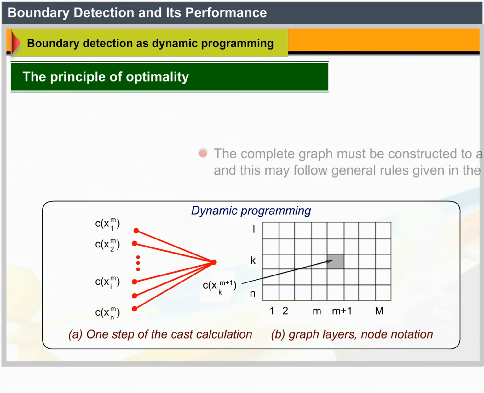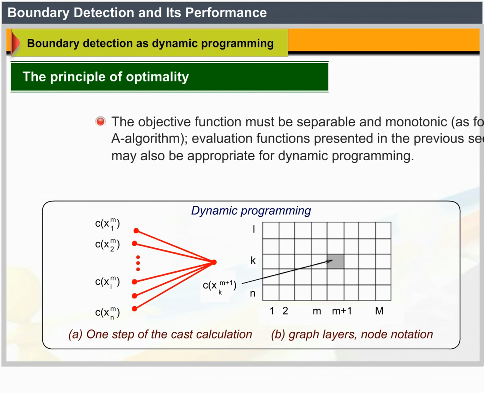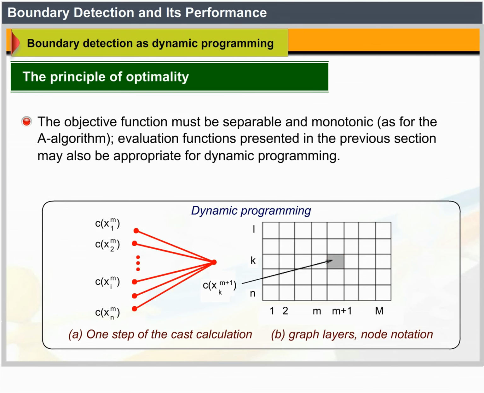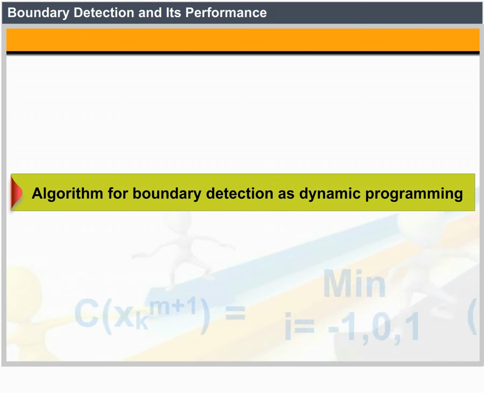The complete graph must be constructed to apply dynamic programming, and this may follow general rules given in the previous section. The objective function must be separable and monotonic, as for the A* algorithm. Evaluation functions presented in the previous section may also be appropriate for dynamic programming. Algorithm for boundary detection as dynamic programming.